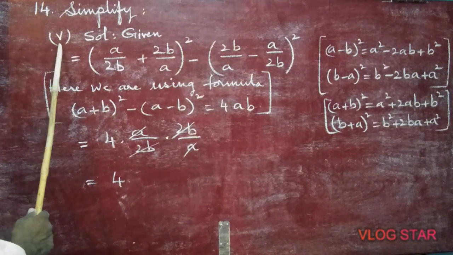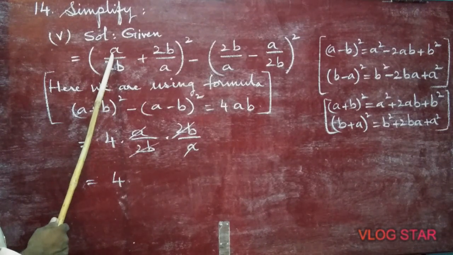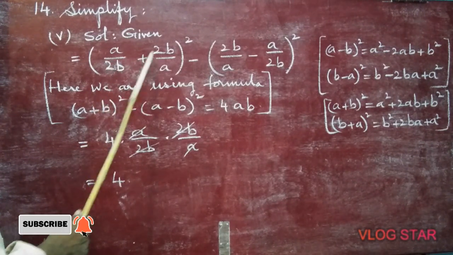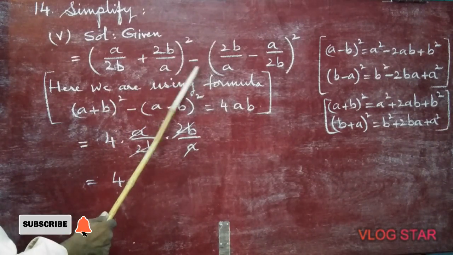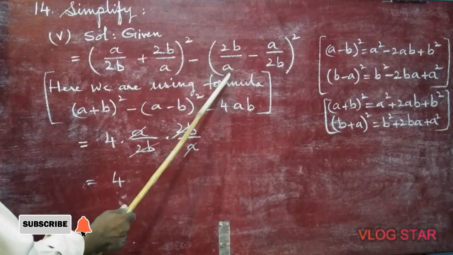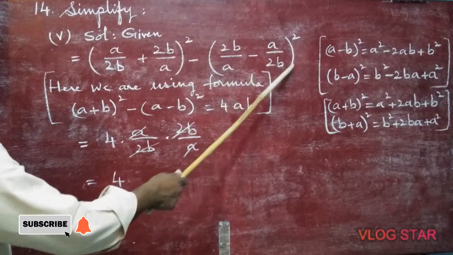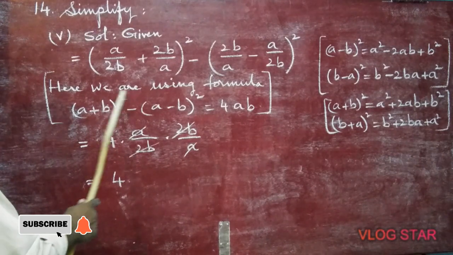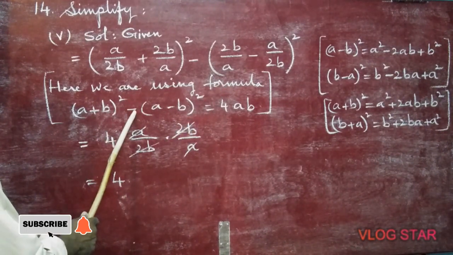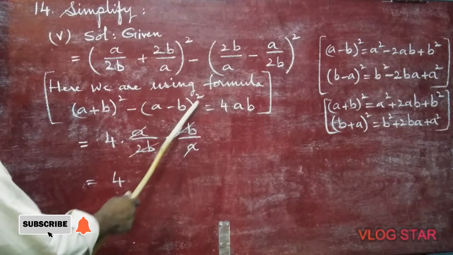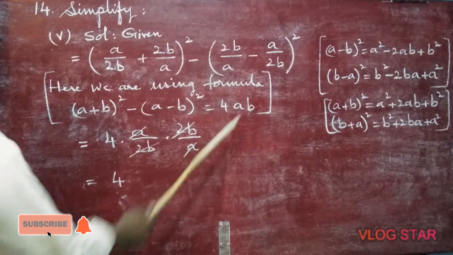14th problem, 5th bit. Solution given: (a/2b + 2b/a)² − (2b/a − a/2b)². Here we are using the formula (a+b)² − (a−b)², and the answer is equal to 4ab.